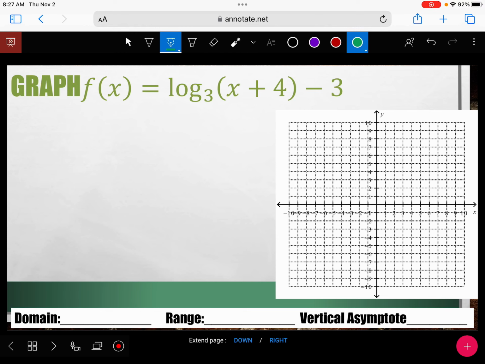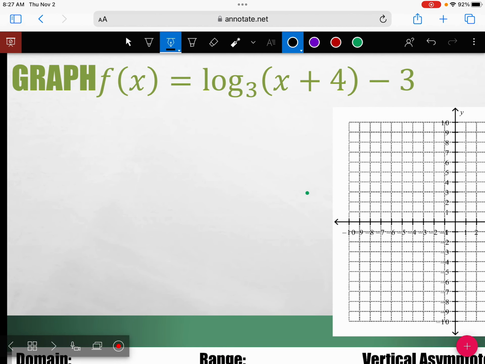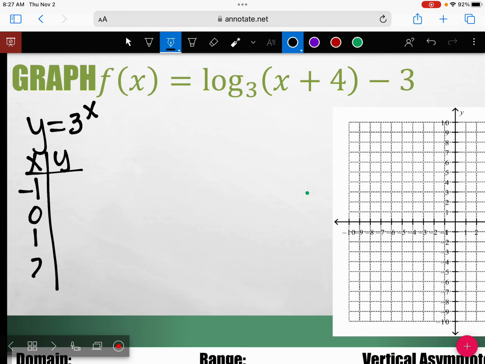What's the base? What's the little bitty number next to log? 3. So I'm going to make my exponential table for y equals 3 to the x. This time, I'm going to stop at 2, because 3 to the third is 27, and that's way too big. So I know I can't fit that. I know the highest I can fit on the grid that I have is 3 squared, because 3 squared is 9. So that's why I'm stopping. I only have 4 numbers.